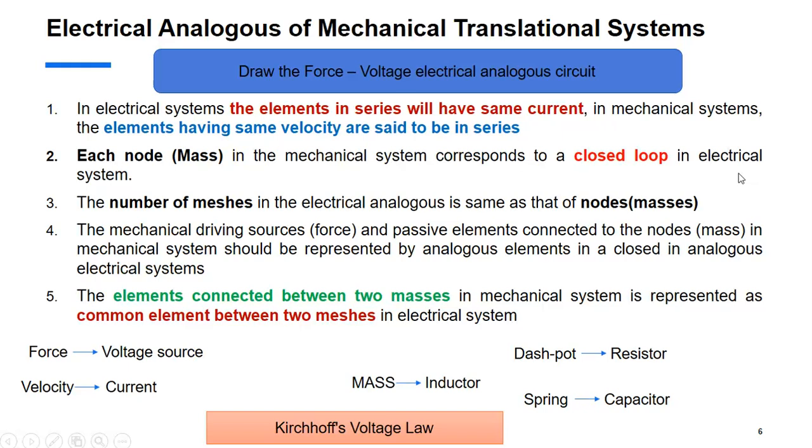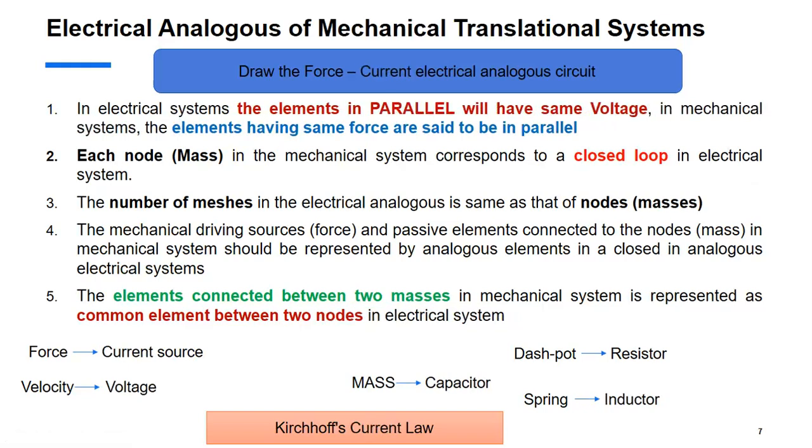Let's see how to draw the force current electrical analogous circuit. In an electrical system, elements in parallel will have the same voltage. Likewise, in a mechanical system, elements having the same force are said to be in parallel. Each node in the mechanical system is a closed loop. The number of masses is equal to the number of nodes in the electrical system.